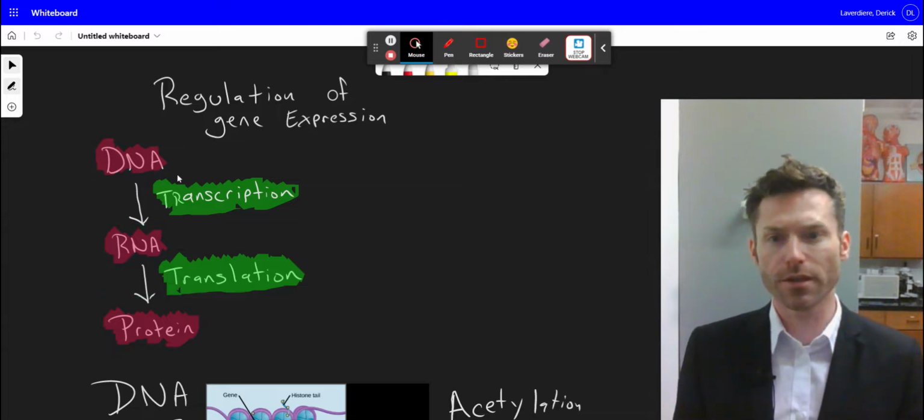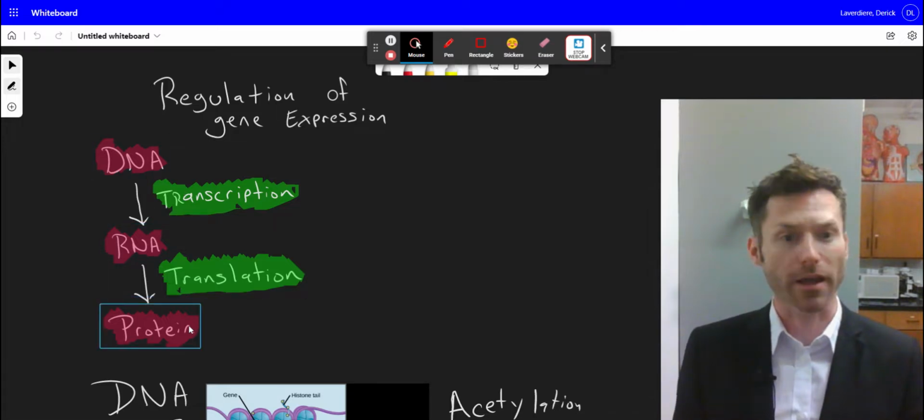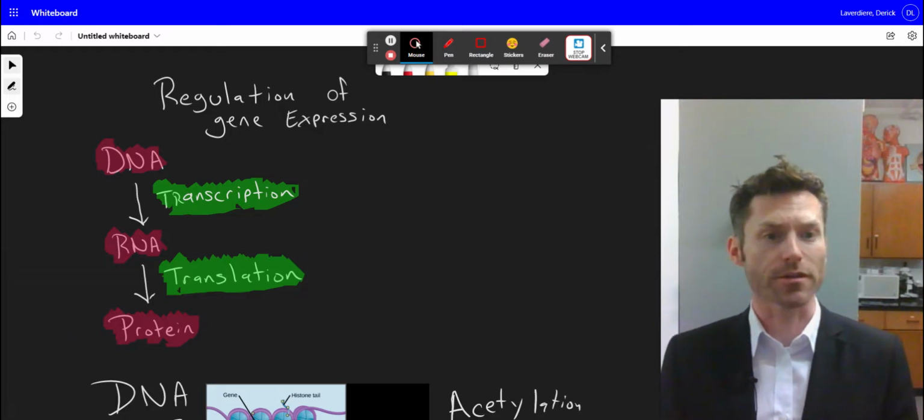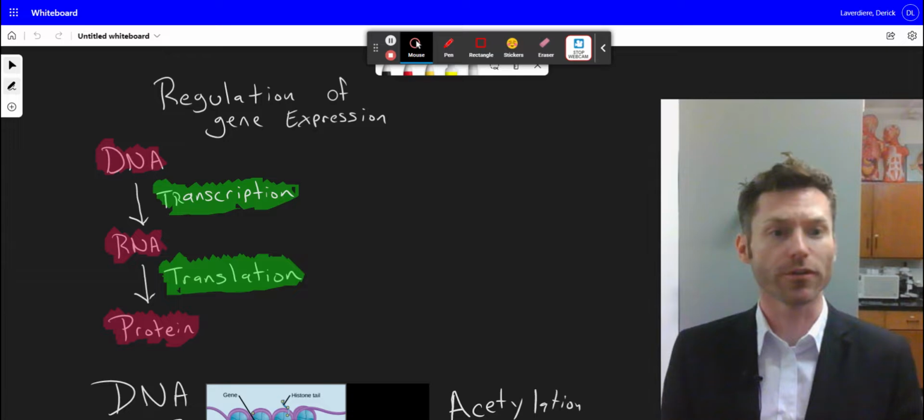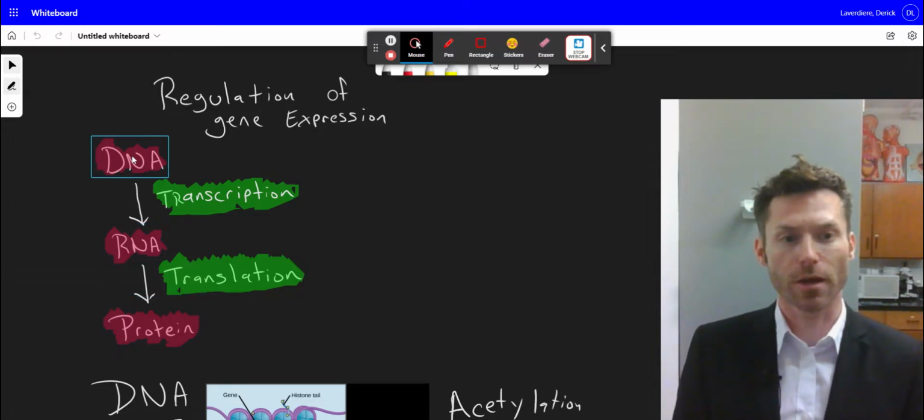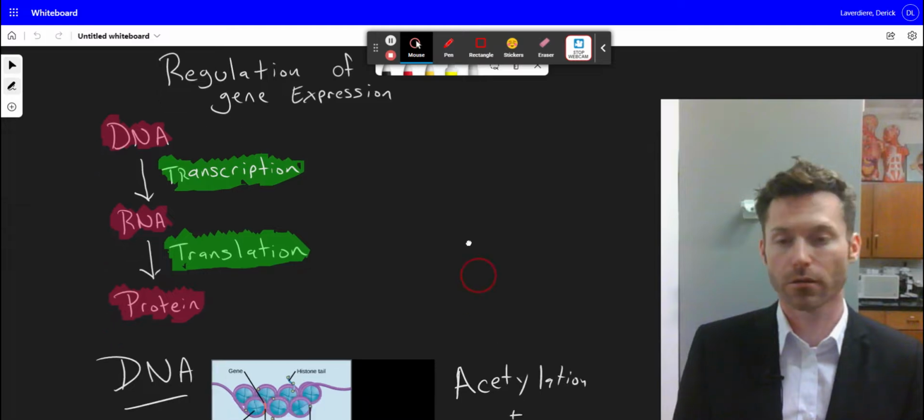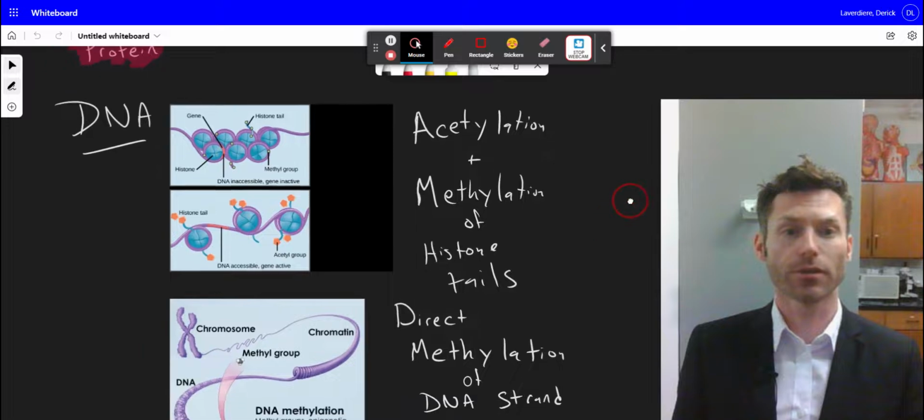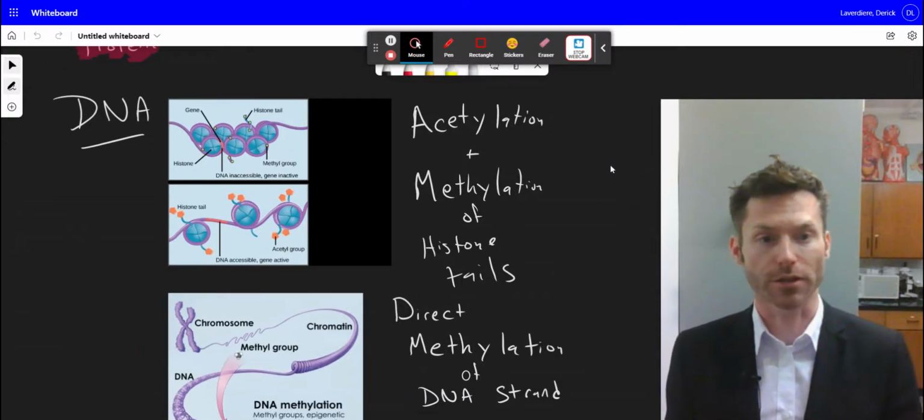And so each of these levels has mechanisms of regulation. Some of them are very complex, some of them are rather straightforward. We're going to go over a few of them in this course. We're going to start at the top and work our way down, looking at our DNA level. We have two mechanisms of regulation here.